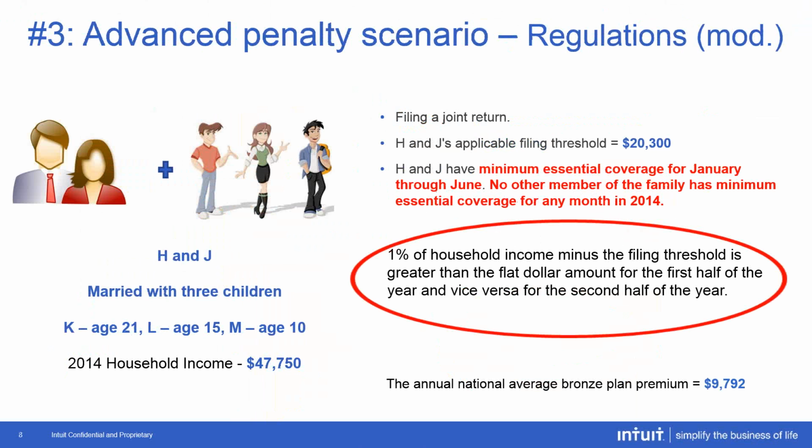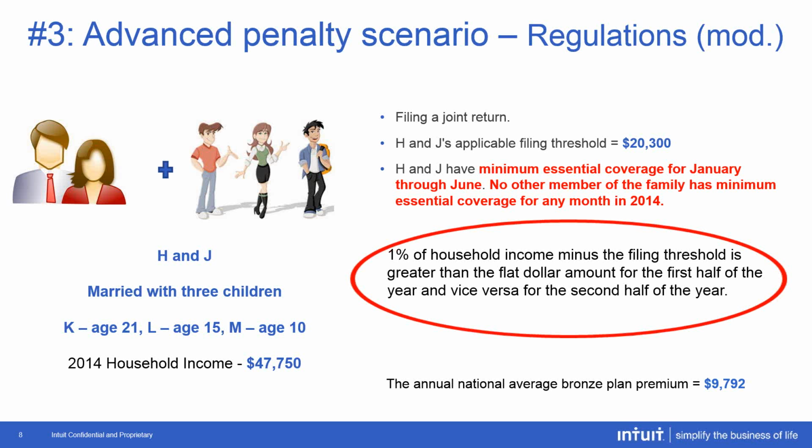Okay, use case number 3, advanced penalty scenario from the Treasury regulations, and I modified it just a bit. In 2014, taxpayers H and J are married and file a joint return. H and J have 3 children, K, age 21, L, age 15, and M, age 10. H and J's household income is $47,750. H and J's applicable filing threshold is $20,300.